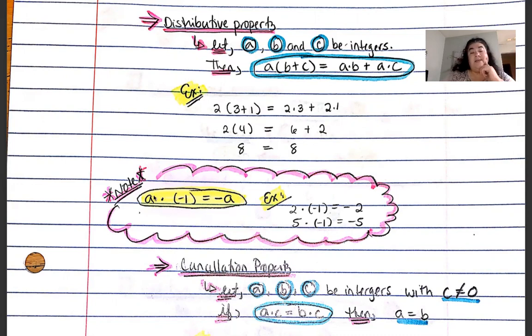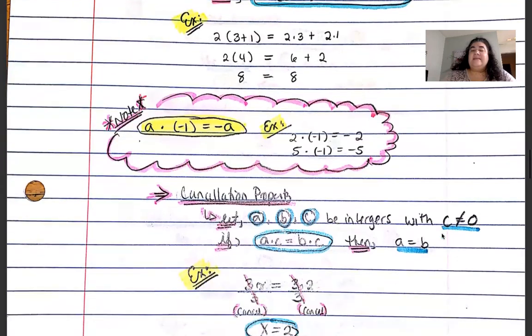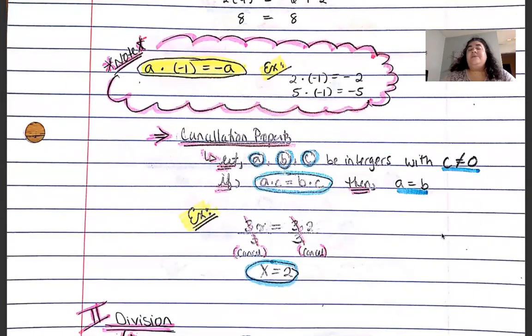So if this was 2 times a negative 1, then our answer is negative 2. But if this was, let's say, negative 3 times a negative 1, then our answer would be positive 3, because the positive 3 would be the inverse of the negative 3 we started with, okay? Now, let's talk about the cancellation property. This in particular applies because it's one of the rules that we use when solving equations, okay?